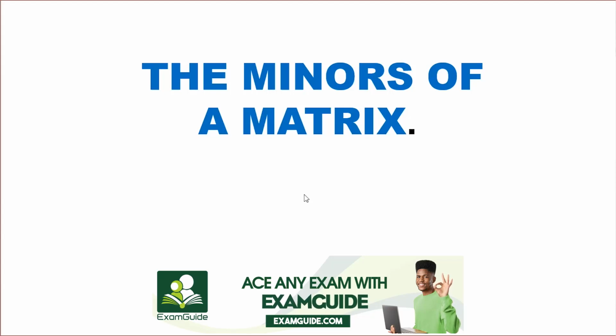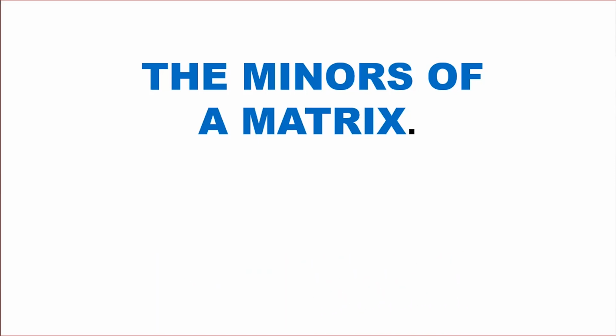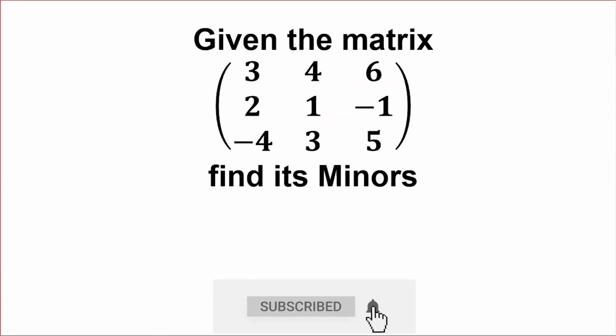Now, let us consider a given matrix and its minor. Given the matrix 3, 4, 6, 2, 1, minus 1, minus 4, 3, and 5. The only difference is that minor or cofactor will use the symbol of a determinant, but not the symbol of a matrix. This is a matrix. You know the symbol, either this or use the rectangular shape. That's why you call it a rectangular array.